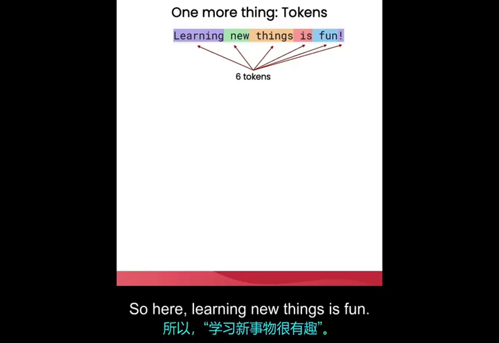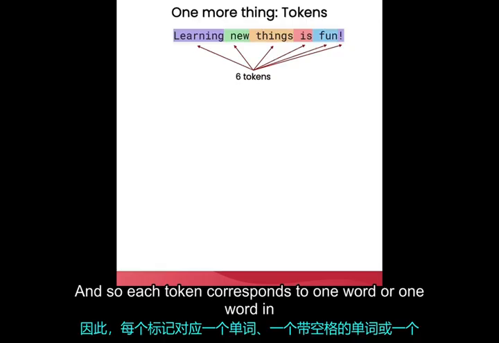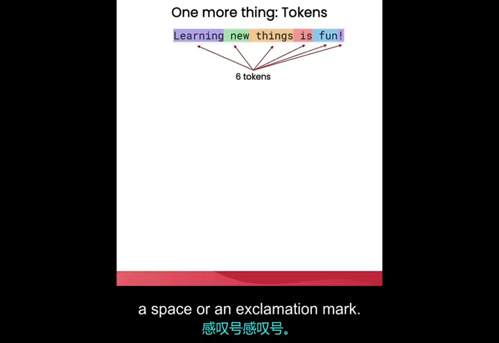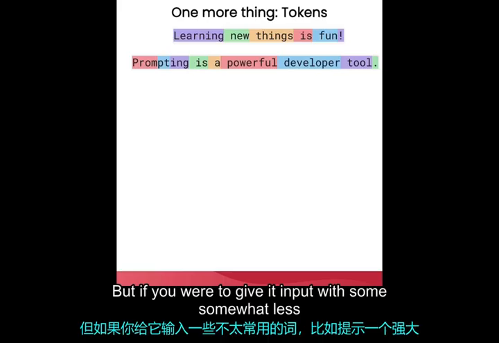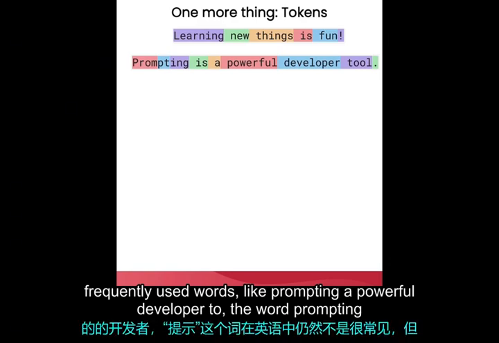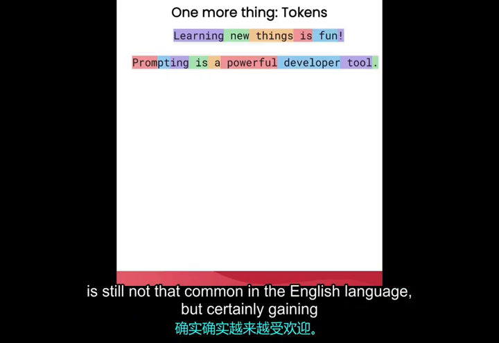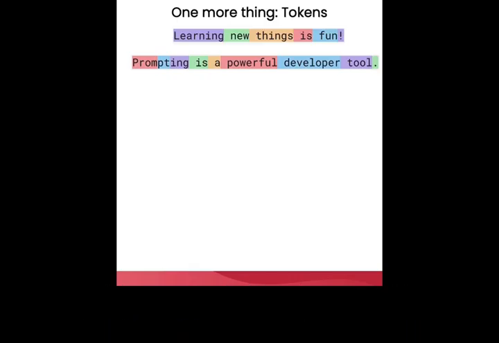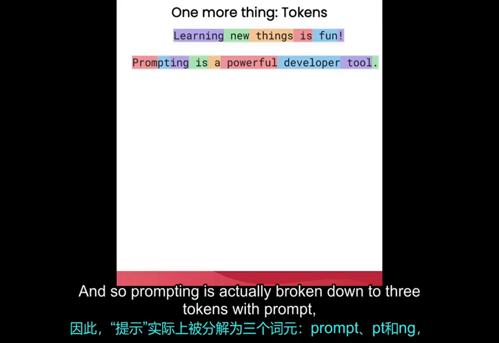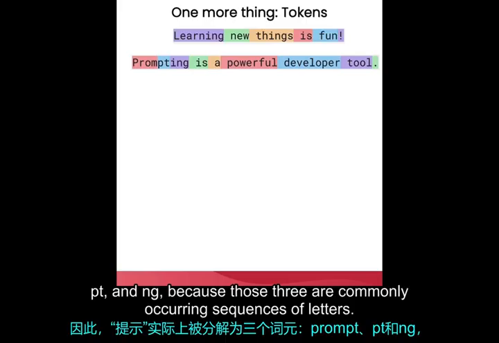So here, learning new things is fun, each of them is a fairly common word, and so each token corresponds to one word or one word with a space or an exclamation mark. But if you were to give it input with somewhat less frequently used words, like prompting is a powerful developer tool, the word prompting is still not that common in the English language, but certainly gaining in popularity. And so prompting is actually broken down into 3 tokens, prompt, pt, and ing, because those 3 are commonly occurring sequences of letters.